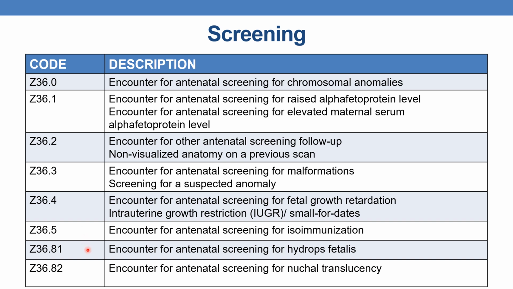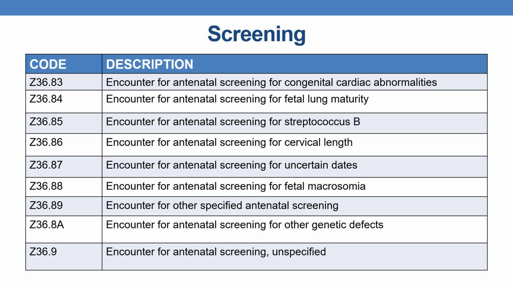The next is Z36.81. It deals with encounter for antenatal screening for hydrops fetalis. The next is Z36.82. It deals with encounter for antenatal screening for nuchal translucency or NT. The next code is Z36.83. It deals with encounter for antenatal screening for congenital cardiac abnormalities. The next is Z36.84. It deals with antenatal screening for fetal lung maturity.